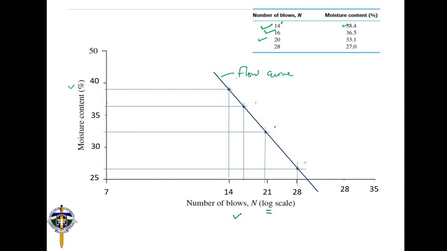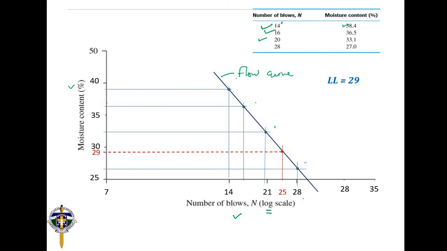Next, we are to determine our liquid limit. We said that the liquid limit is the moisture content corresponding to n equal to 25. So this is 21, this is 28. Somewhere in between is 25. So project n equal to 25 to where it intersects the flow curve. We project it towards the moisture content, and then we get the reading. That is now the value of your liquid limit. So the liquid limit is equal to 29.